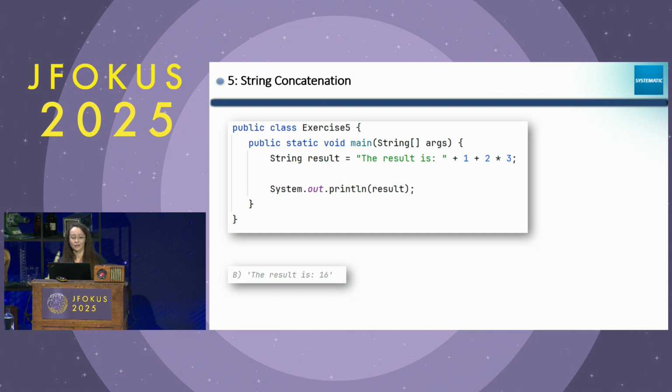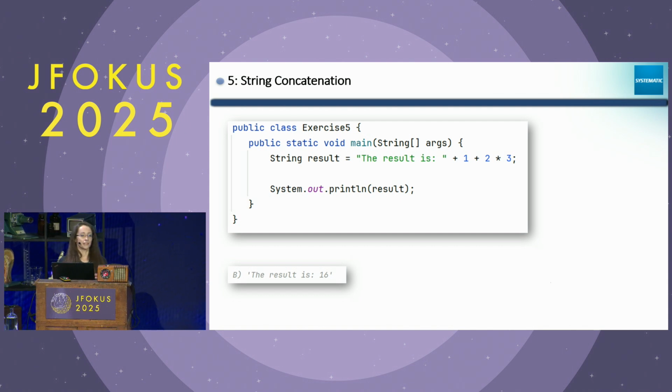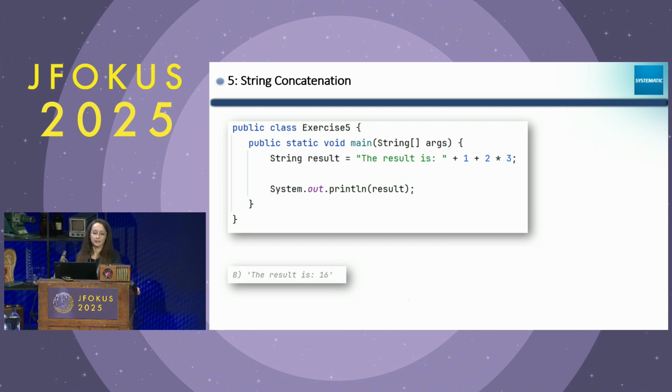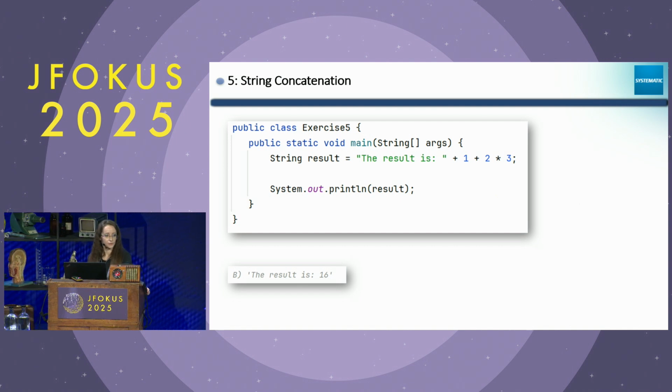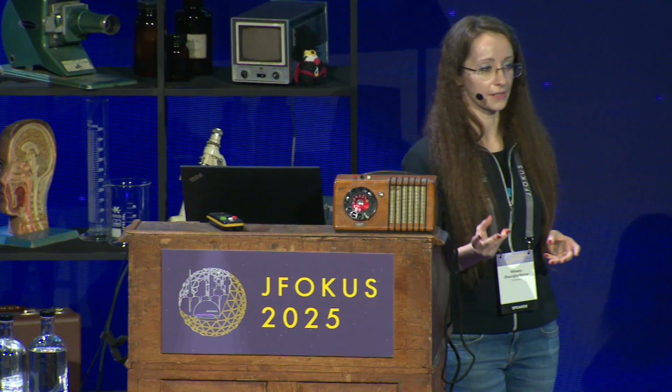Well done. And now let's see why, so that the others who selected something else also understand the difference. I did mention that when we use the plus operator, it means that we are doing a string concatenation. And when the plus operator is used with a string, it converts the other operands to strings.